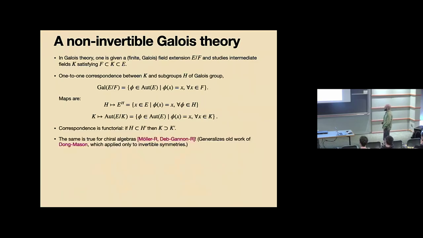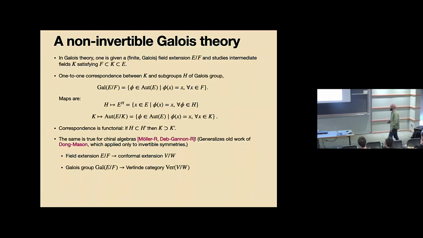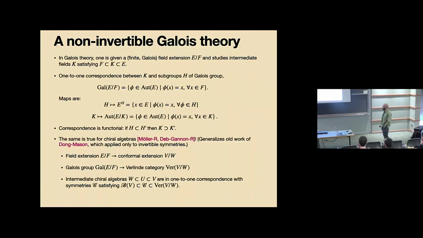And the exact same thing is true for chiral algebras. The dictionary between Galois theory of field theory and Galois theory of chiral algebras is that a field extension should be promoted to a conformal embedding. The Galois group is replaced by this category of Verlinde lines that I defined. And intermediate chiral algebras in between W and V turn out to be in one-to-one correspondence with subcategories of this Verlinde line category, at least the subcategories that contain the lines in the bulk.